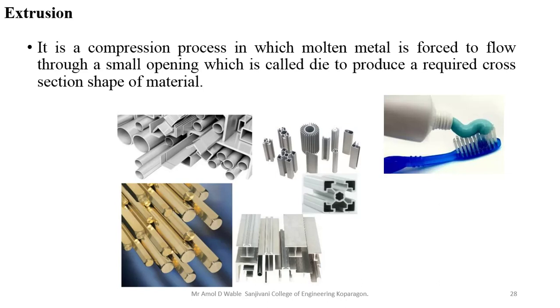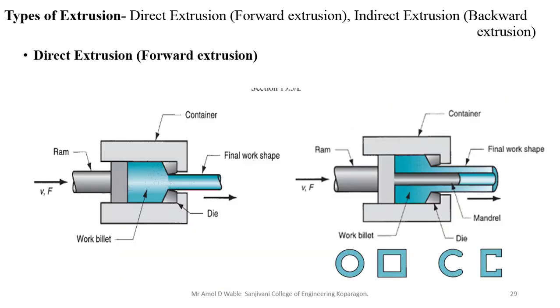It is a similar process to squeezing your toothpaste, and the extrude will come in the form of your cream. So this can be called an extrusion process. In the same manner it works. Here extrusion processes are of two types. One is direct extrusion and another is indirect extrusion. Direct extrusion is also called forward extrusion.